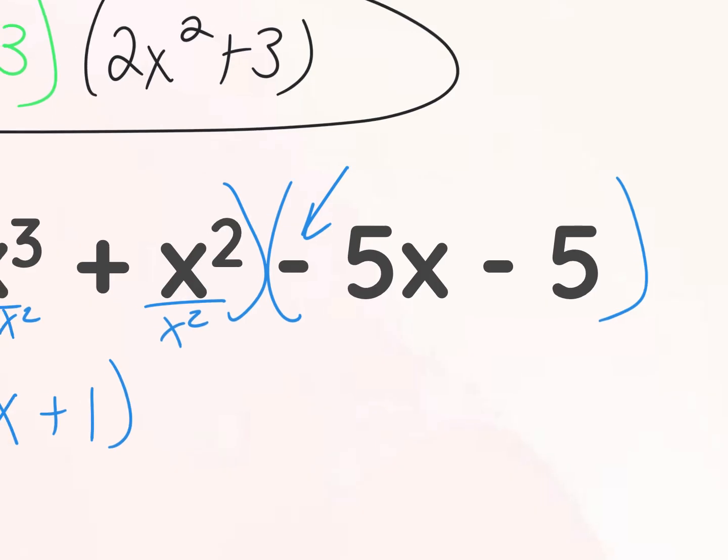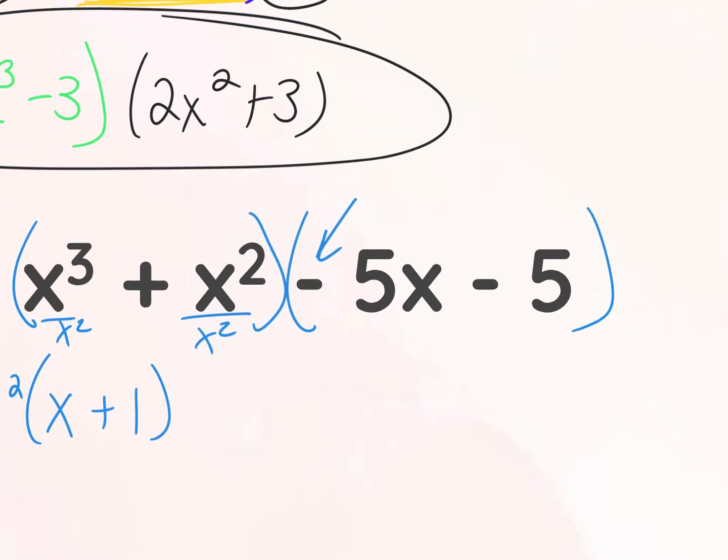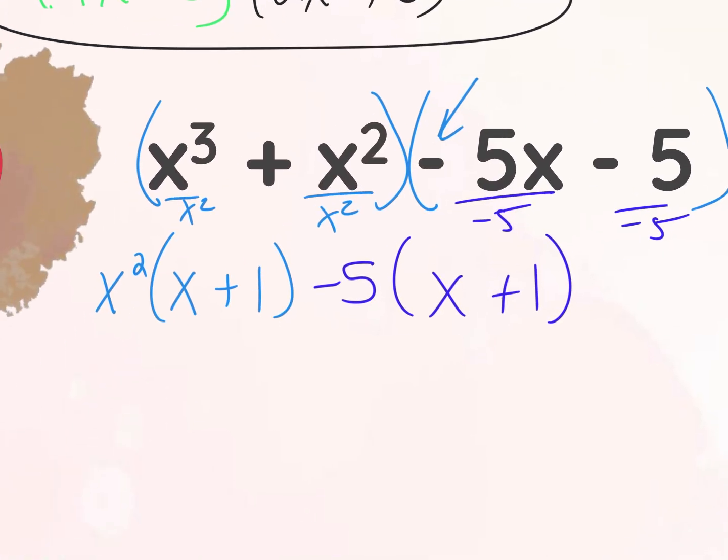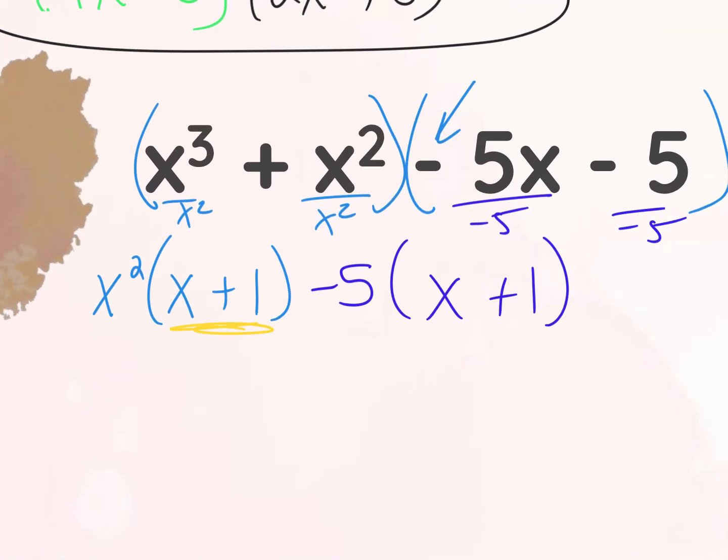What do they have in common here? Negative 5x and a negative 5. A negative 5. Guys, watch why we have to take out that negative. What's a negative 5 divided by negative 5? Positive 1. What's a negative 5 divided by a negative 5 here? Positive 1. If you don't take that negative out, these two parentheses won't be the same. Then you didn't factor it completely.